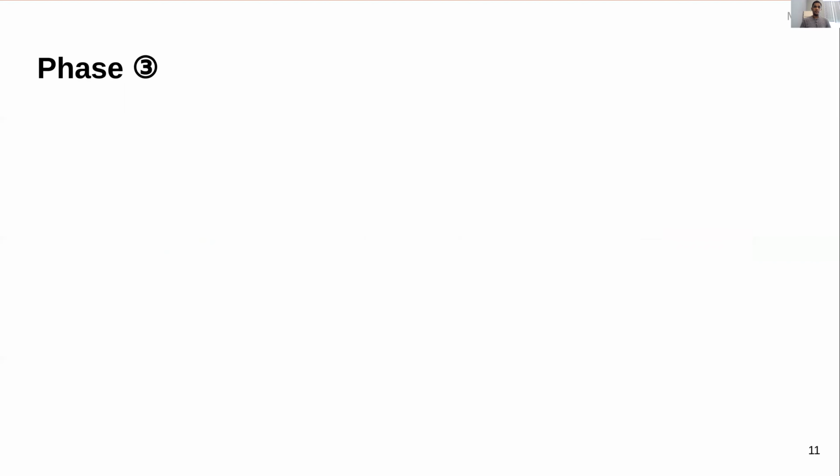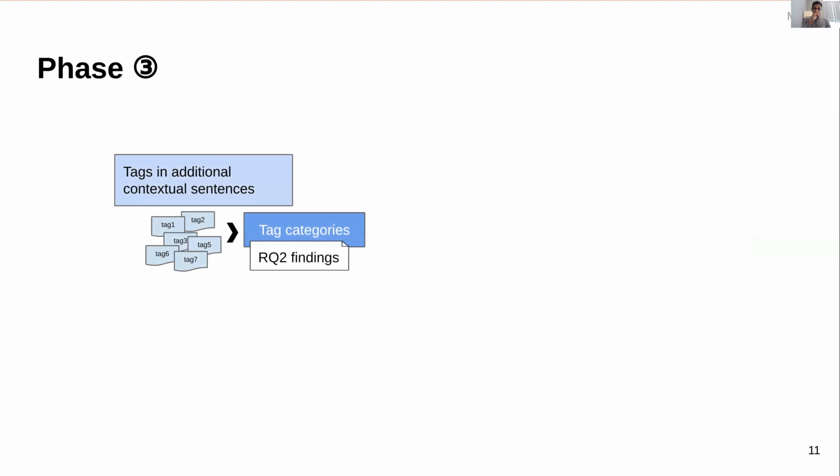Moving on to phase 3, where we try to understand what types of additional context are available in Stack Overflow and what the purposes are. We use the sentences that contain additional context. Then we extract all the tags that were used as additional context.